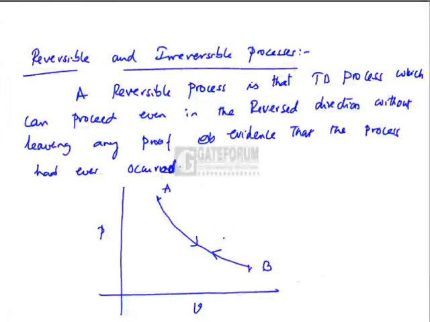That means if Q is the amount of heat supplied during the process A to B, then in the process B to A, the same amount of heat should be rejected. Similarly, if W is the work done by the system during the process A to B, the same amount of work should be done on the system in the reversed process B to A. Even the energy interactions must be reversed. Then only the process could be called a reversible process.